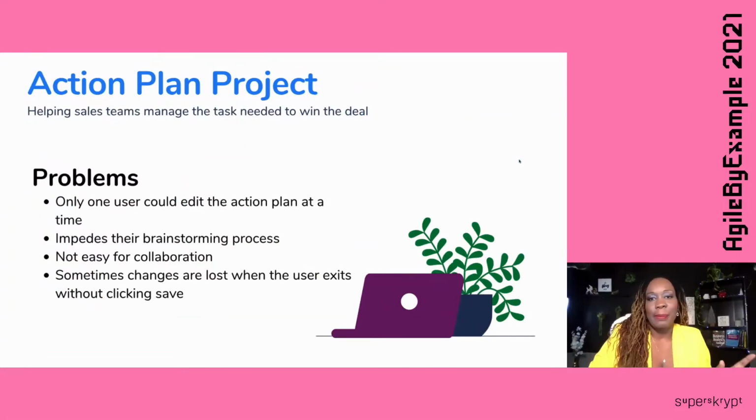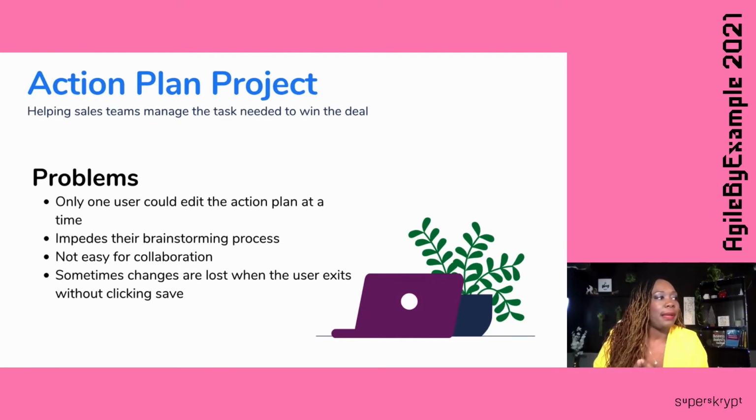So we talked earlier about the action plan project. So this was to help sales teams manage the tasks needed to win the deal. So they're going up against other people who are trying to compete for the deal. They want to win. How do we help them do that?